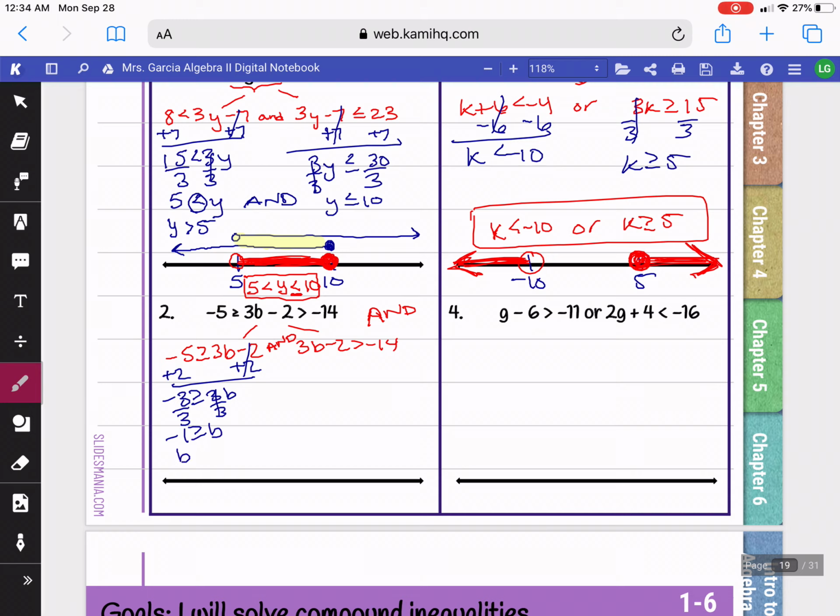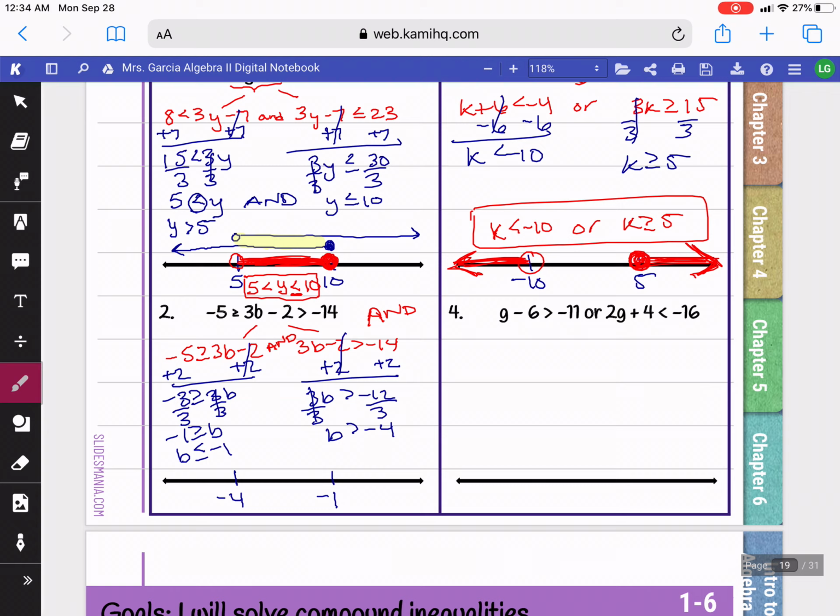This one, if I fix the format, becomes b is less than or equal to -1. This one's b is greater than -4. So again, when it's an and, you're going to put your two numbers. So we have -4 and -1. But we're going to graph it separately first.